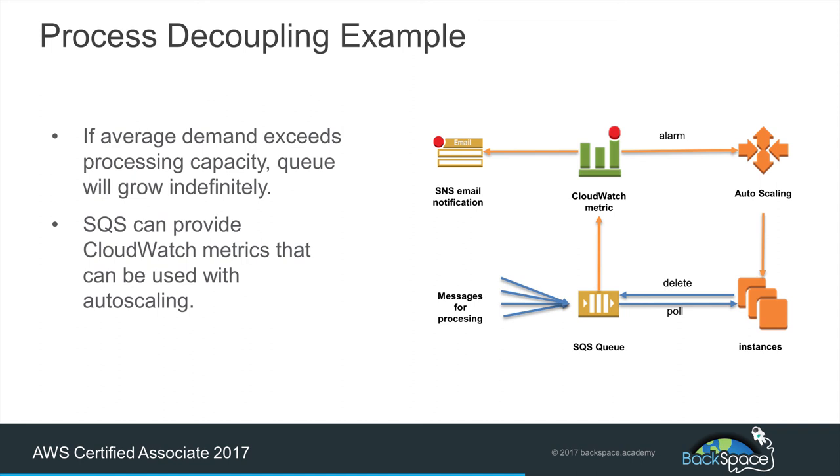So we can set an even higher set point in our CloudWatch metric. When the SQS queue gets really high, we can have that send an email notification to our administrator, and we can use the SNS service to do that. It will send a notification as an email, and then our administrator can come in and investigate the problem. And that's what we talk about with a process decoupling architecture, and it's quite common that we would use something like that with AWS.